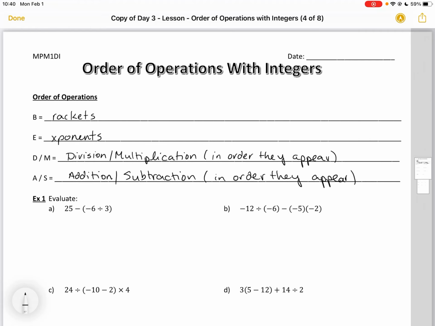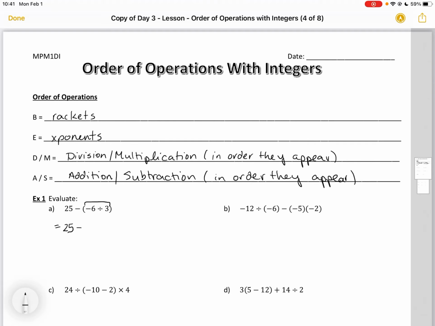Okay, so let's work through some examples. So here I've got 25 take away -6 divided by 3 in brackets. As soon as I see those brackets, that is the first operation that I'm going to do. When you are evaluating the order of operations, especially now, right at the beginning of the course, I do expect you to show all your steps. As we continue on, I won't need you to show as many. Anything that you don't evaluate needs to be written in the line below the question. So 25 and the minus, I'm not doing anything with that. I'm going to write that down first.